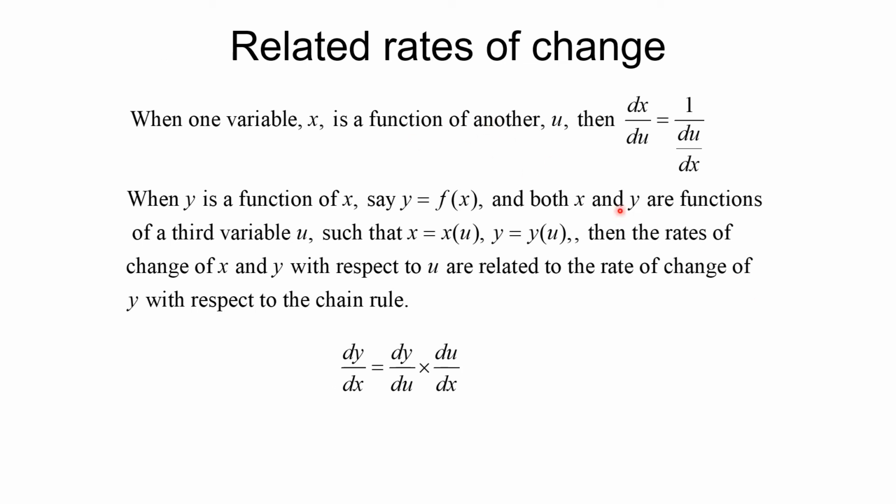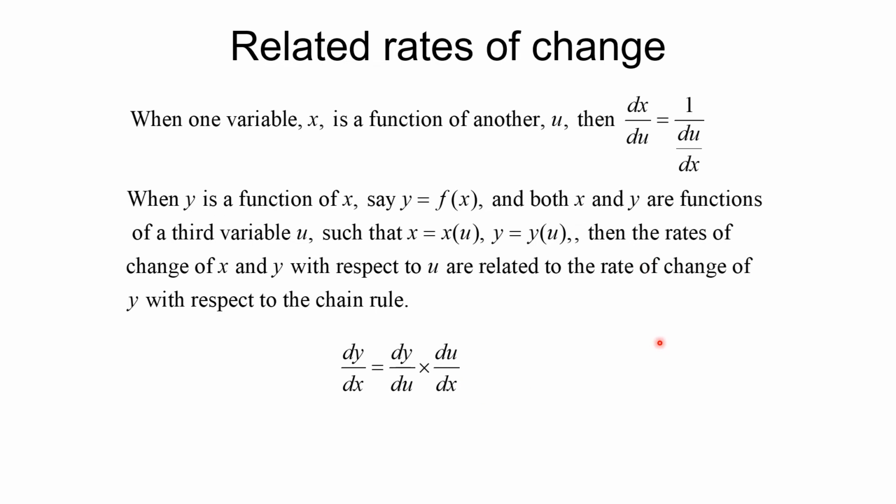Now we will look into the second part of the application, which is related rates of change. For example, when one variable x is a function of another, say u, then dx/du equals 1 divided by du/dx. So du/dx will be flipped and will be equal to dx over du. When y is a function of x, say f(x), and both x and y are written in terms of u, x(u) and y(u), then you can relate both rates of change, dx/du and dy/du.